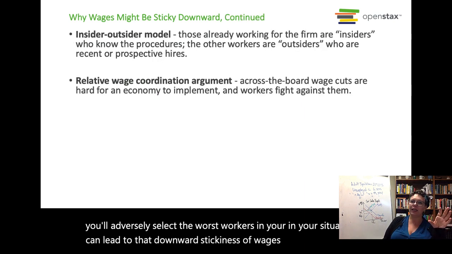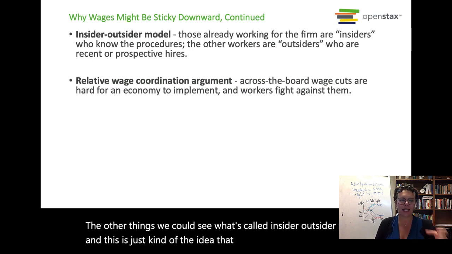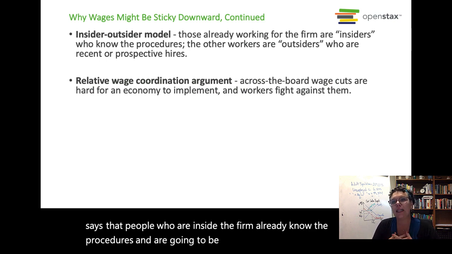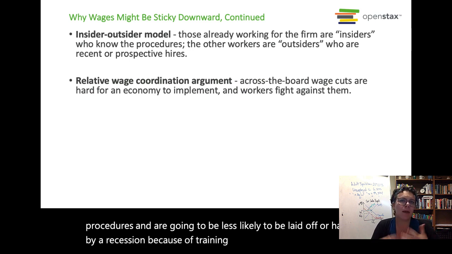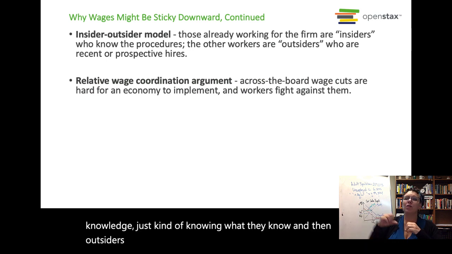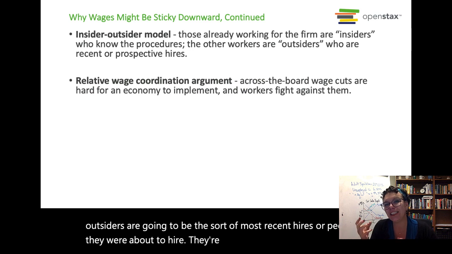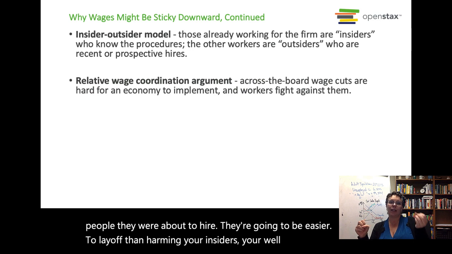The other thing we could see is what's called the insider-outsider model, and this is just kind of the idea that once you're in, you're good. It basically says that people who are inside the firm already know the procedures and are going to be less likely to be laid off or harmed by a recession because of training costs and maybe institutional knowledge, just kind of knowing what they know. And then outsiders are going to be the sort of most recent hires or people they were about to hire. They're going to be easier to lay off than harming your insiders, your well-known workers, with lower wages.